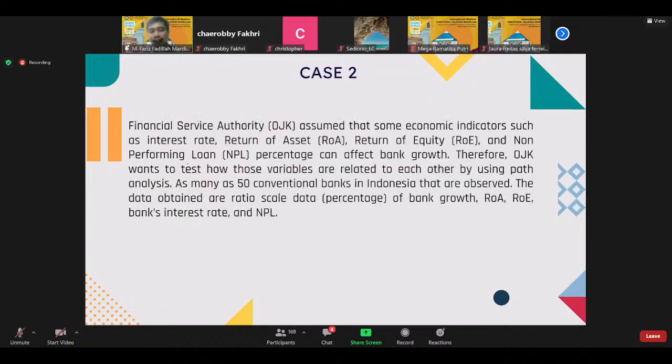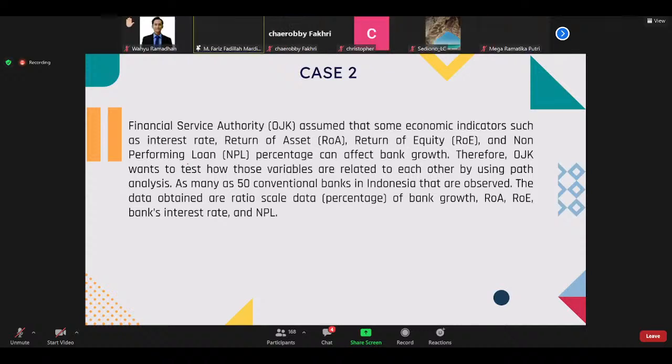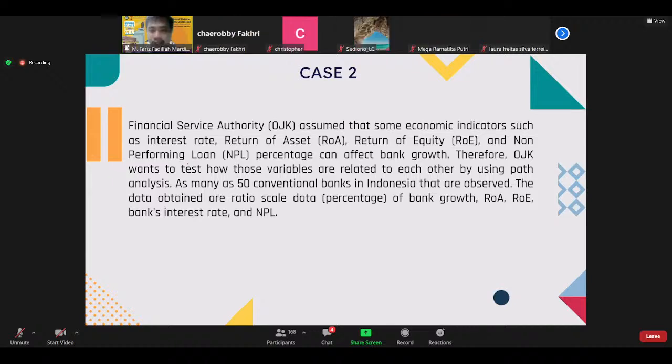Okay, this is the second case study, a related financial case. The Financial Services Authority in Indonesia, called OJK, assumes that some economic indicators such as interest rate, return on asset (ROA), return on equity (ROE), and non-performing loan (NPL) percentage can affect bank growth. Therefore, OJK wants to test how those variables are related to each other by using path analysis.